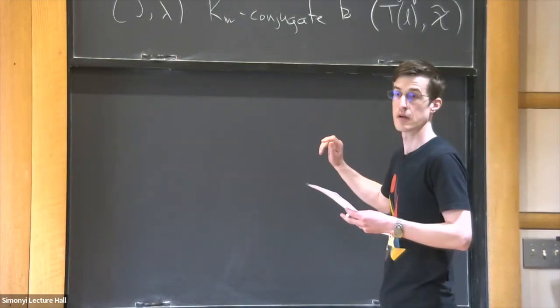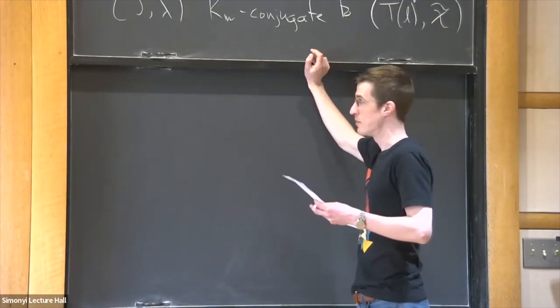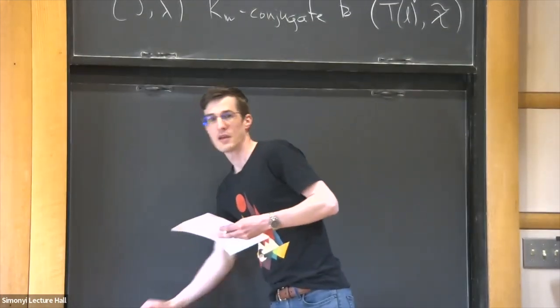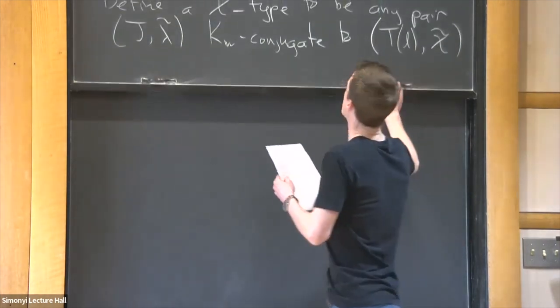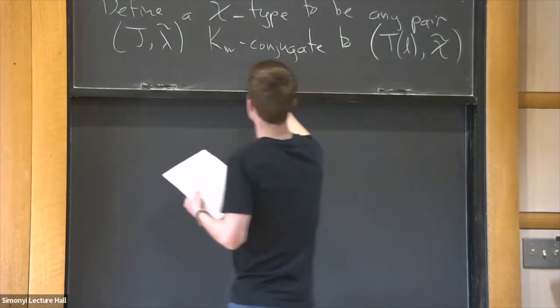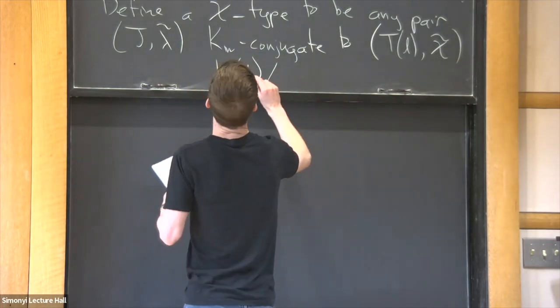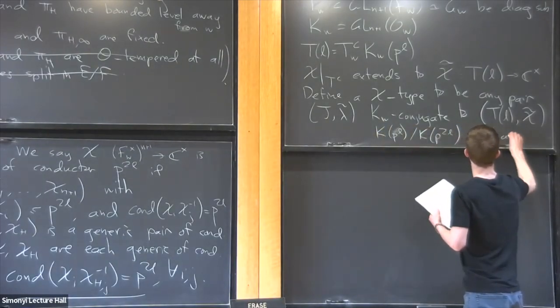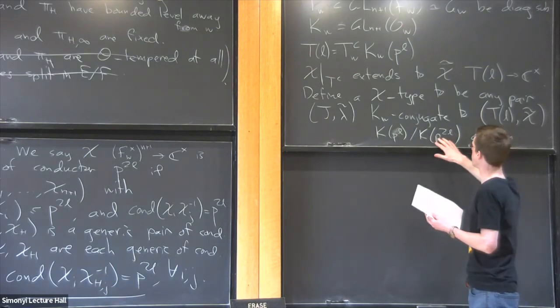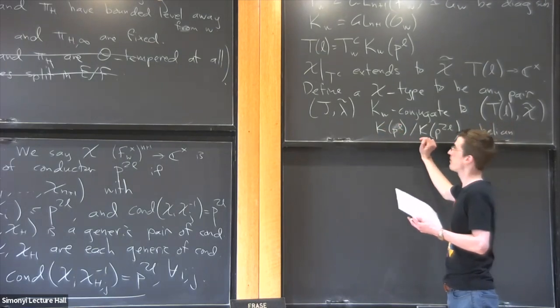So I might be being silly again, but is that P to the 2L or P to the L up there? That is actually P to the L, yeah. The reason this is L and not 2L is because K_P to the L modulo K_P to the 2L is abelian. And so it's kind of easy. You get an extension of a character to this by that abelian quotient.